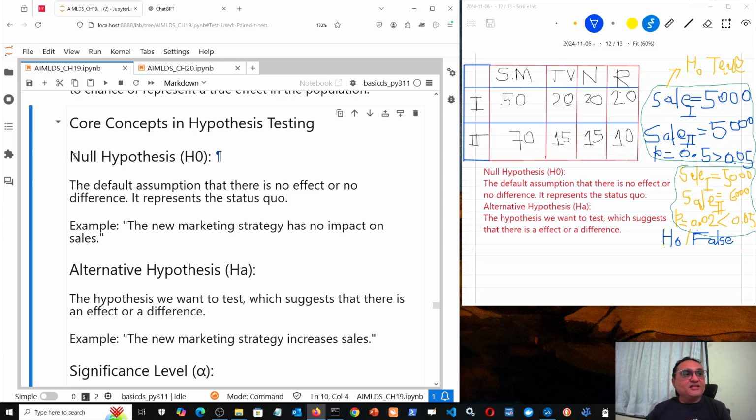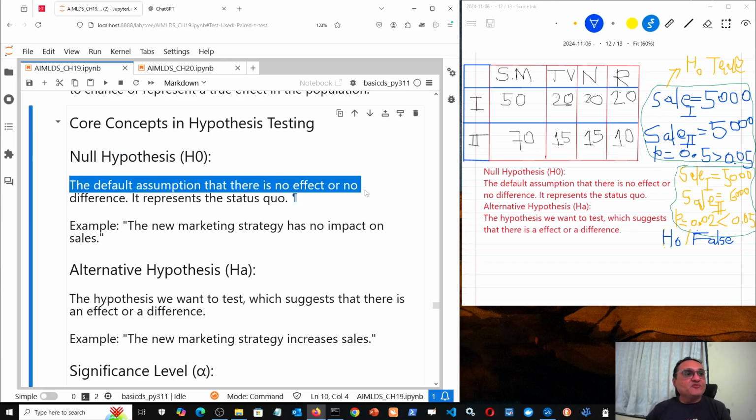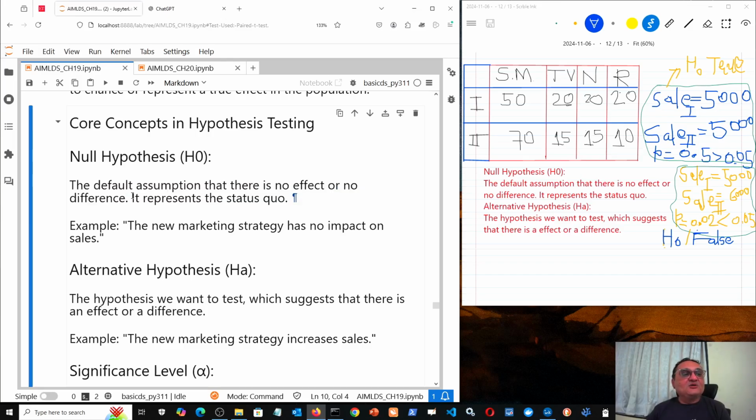So what is null hypothesis by definition? Null hypothesis is the default assumption that there is no effect or there is no difference by whatever intervention you did to your data, or that means the outcome did not change at all or outcome remained as it is. That phenomenon is called status quo.